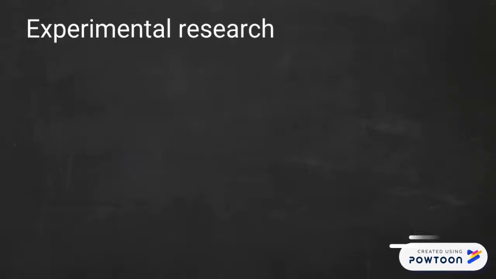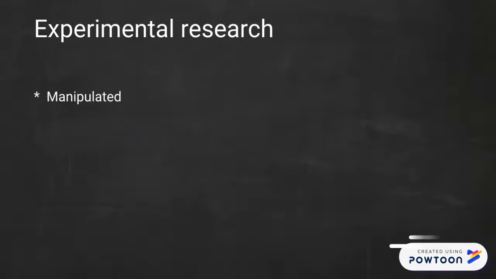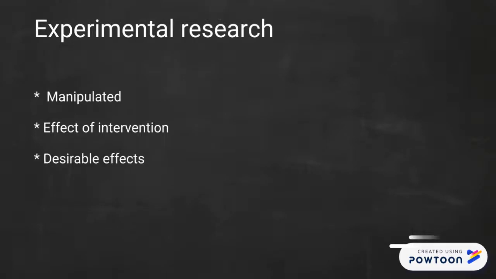In experimental research, the participants are manipulated. The purpose of this kind of study is examining whether there is an effect because of this change. This kind of study is mostly used to predict the effect of intervention on the participants, for example, a patient group. In contrast to observational studies, experimental studies are focusing on desirable effects.